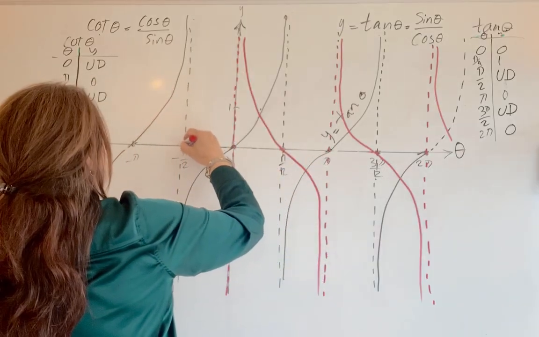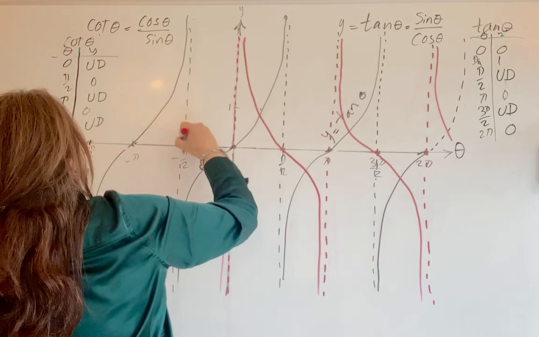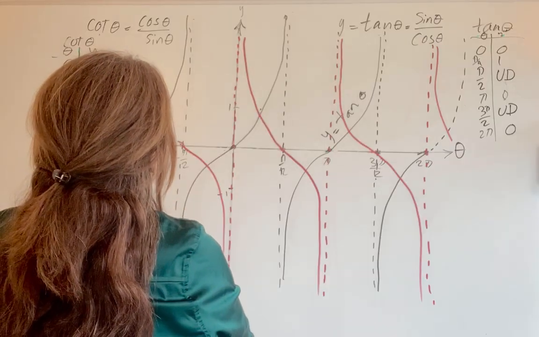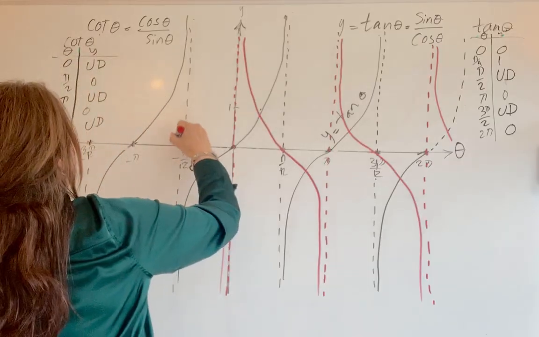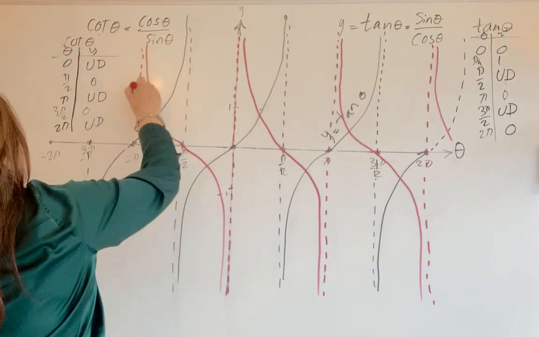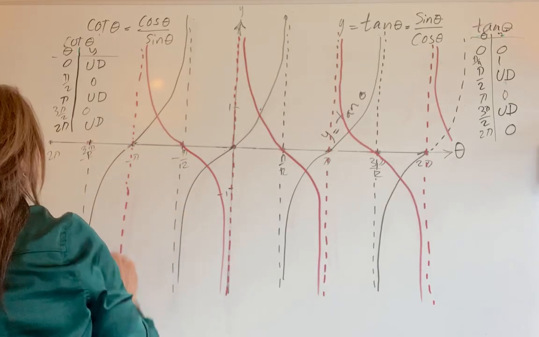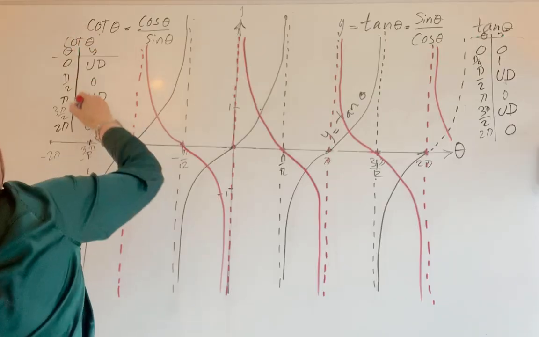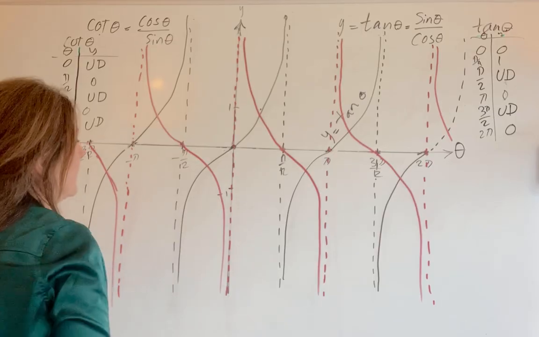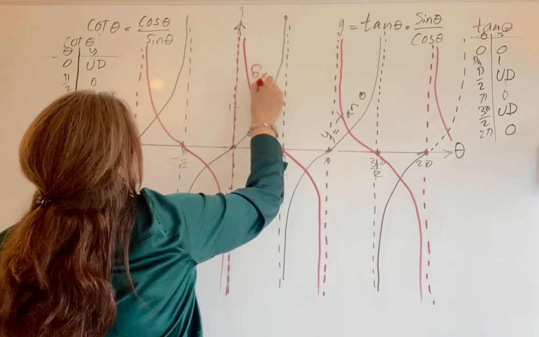At pi over 2, here it gets 0 and again it comes down. This is cotangent of theta.